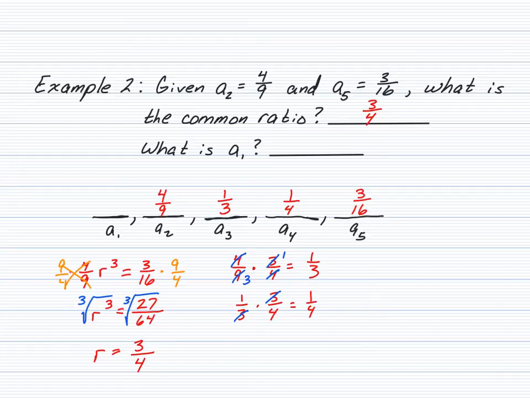Now we need to find out that first term. Now if you think about this, a sub 1, which is our first term, multiplied by the common ratio of 3/4 would have to give us the second term, which is 4/9. So if I want to find a sub 1, I would multiply both sides by the reciprocal. So that means a sub 1 will end up equaling 16/27.